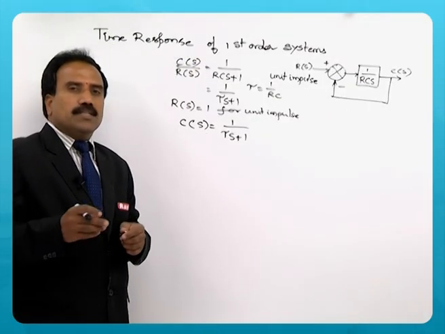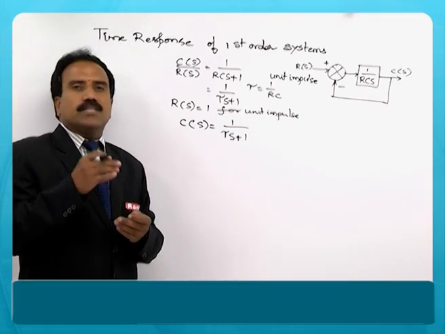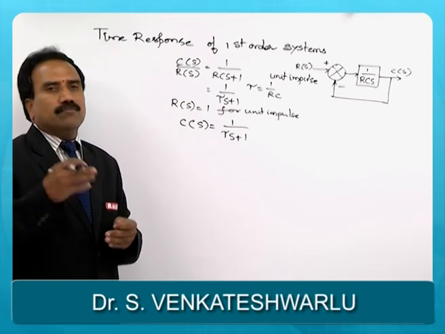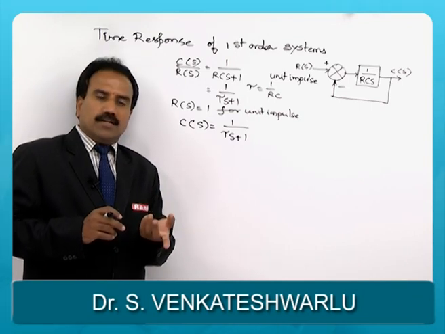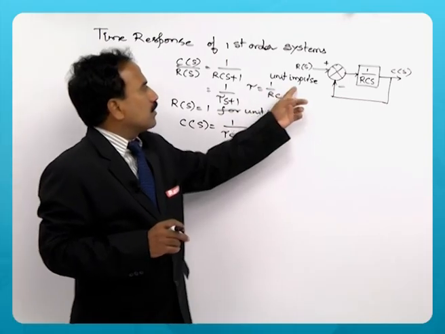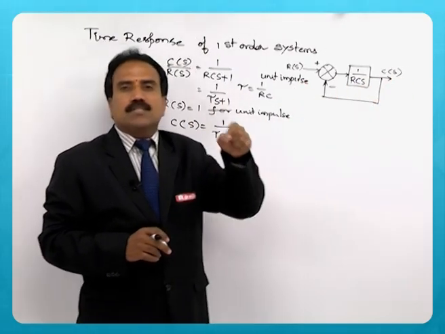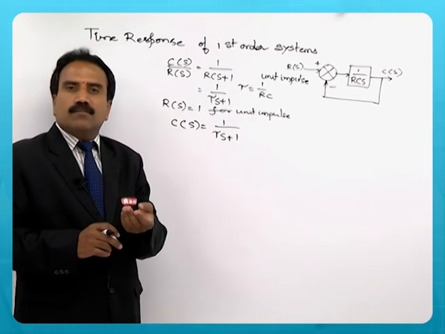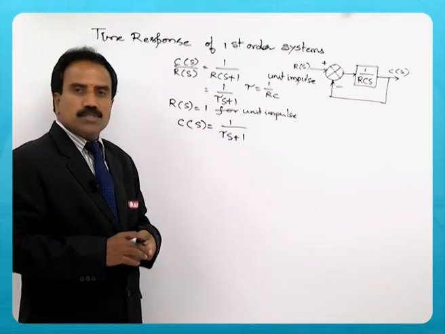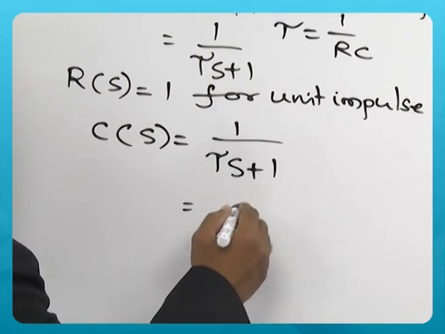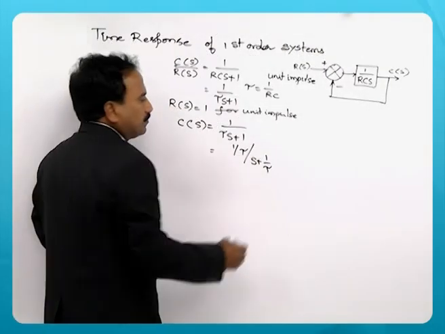Remember, for stability we can also define it this way: the impulse response must decay as early as possible, then we say it is a stable system, because impulse is an undesirable signal. If that signal comes across any system, the response due to that impulse input must die as early as possible for a good system. So, if you see that C(s) is 1/(tau s+1), you can actually write this as 1/tau by (s+1/tau).